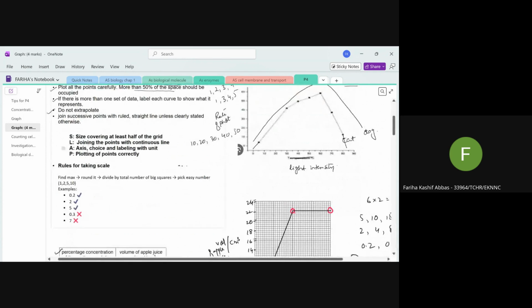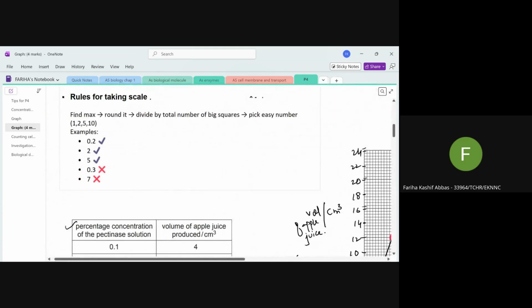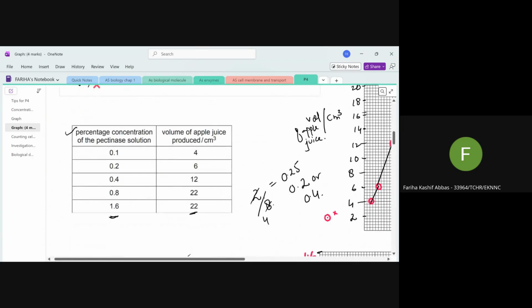Now, what are the rules for taking scale? Because sometimes most of the students find it difficult to take the scale. So, what is the rule for taking scale? Find max of the value, round it, divide by the total number of big squares, and then pick an easy number. So let's look at it. What is the maximum number? Maximum number in this x-axis is 1.6. So we need to round it. We will round it to 2.